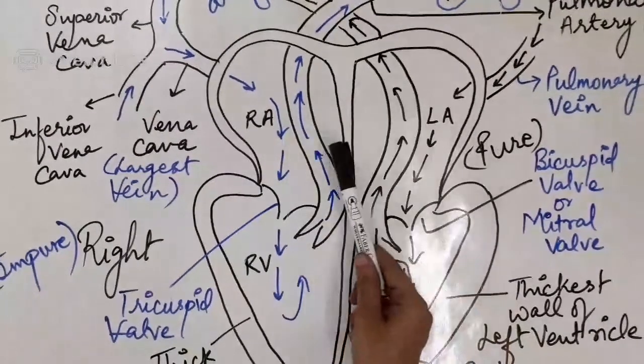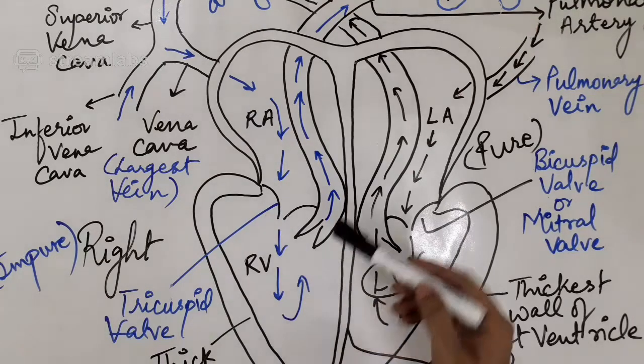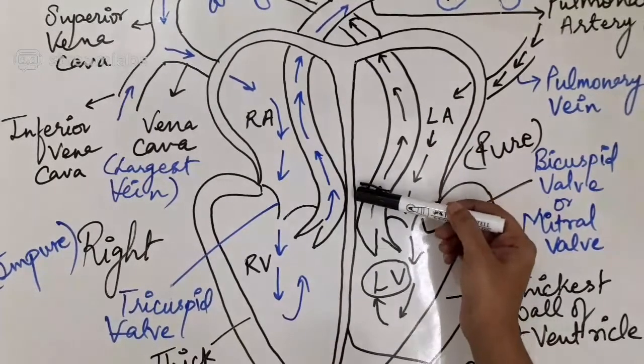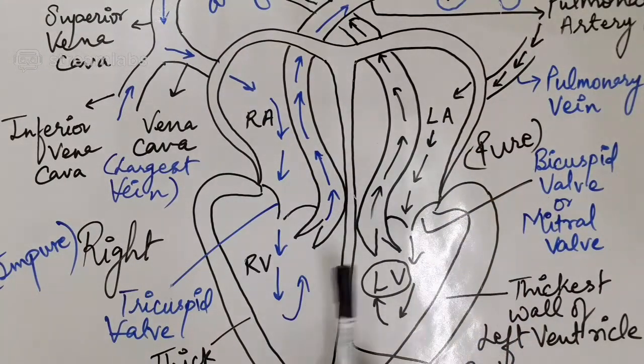Between the two auricles is present the interauricular septum. This portion of the septum is known as interauricular septum, and between the two ventricles is present the interventricular septum.